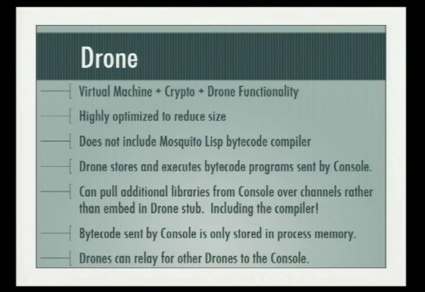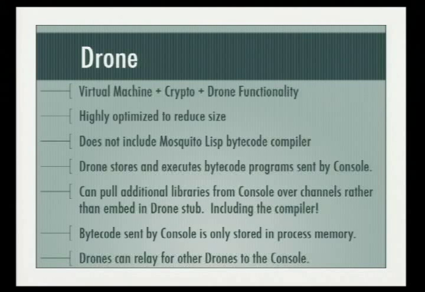Bytecode sent by the console is only stored in process memory. When the console sends it to the drone, we do not write it to a disk. It's kept in memory. And even more neat, a drone can relay for a drone to the console.